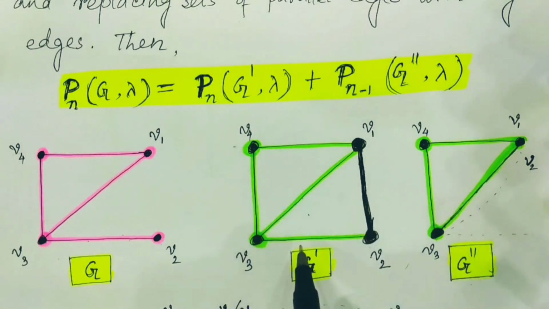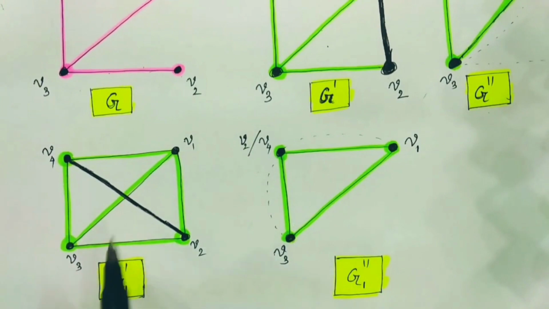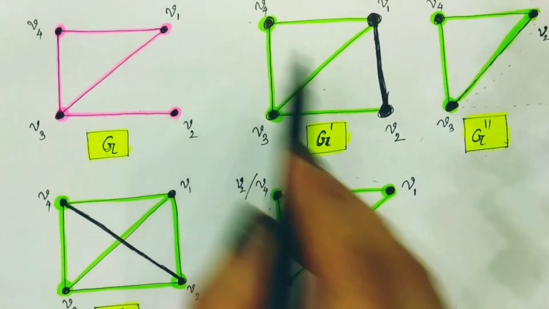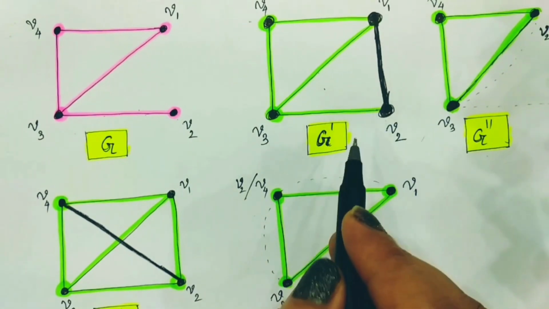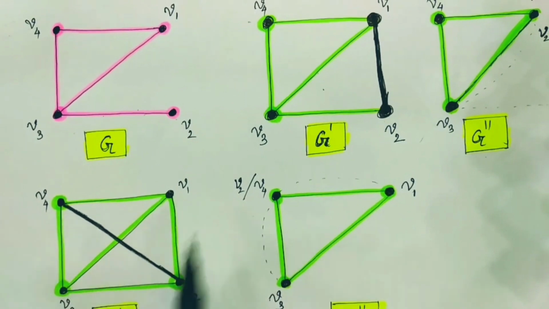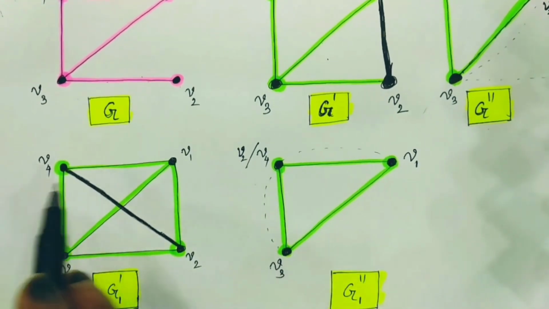But this is not yet a complete graph. So this one again we should decompose, and this decomposition should be like this one. From this one we have this V2 and V4. These two are the non-adjacent vertices. So in the next decomposition we should add V2 and V4. So we will find out G1 dashed, and again we should merge these two.